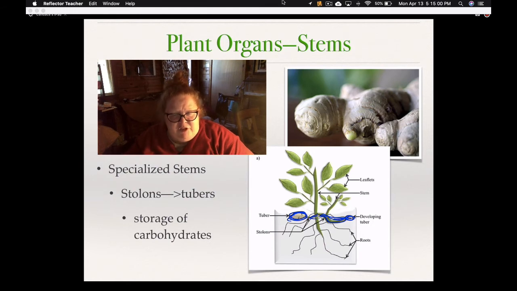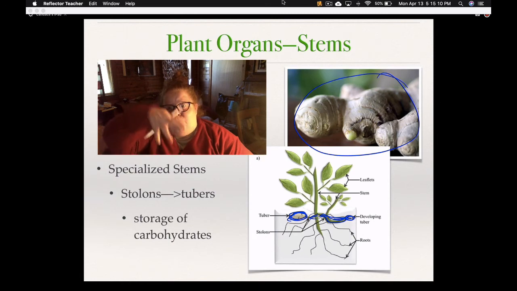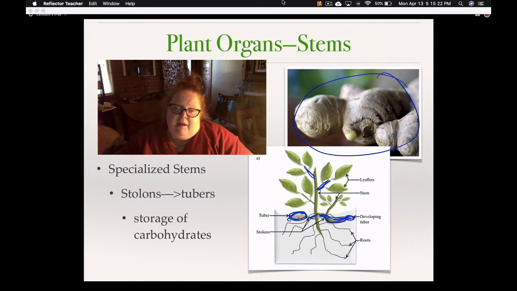Some examples of tubers that you might know are ginger, and then also potatoes. So that's why when you leave a potato for a long time, it'll start to grow roots, because it is the stem. And then it'll also form what we sometimes call eyes, and that's where it's starting to grow out these leaflets to make a plant. So those are modified stems, or tubers.